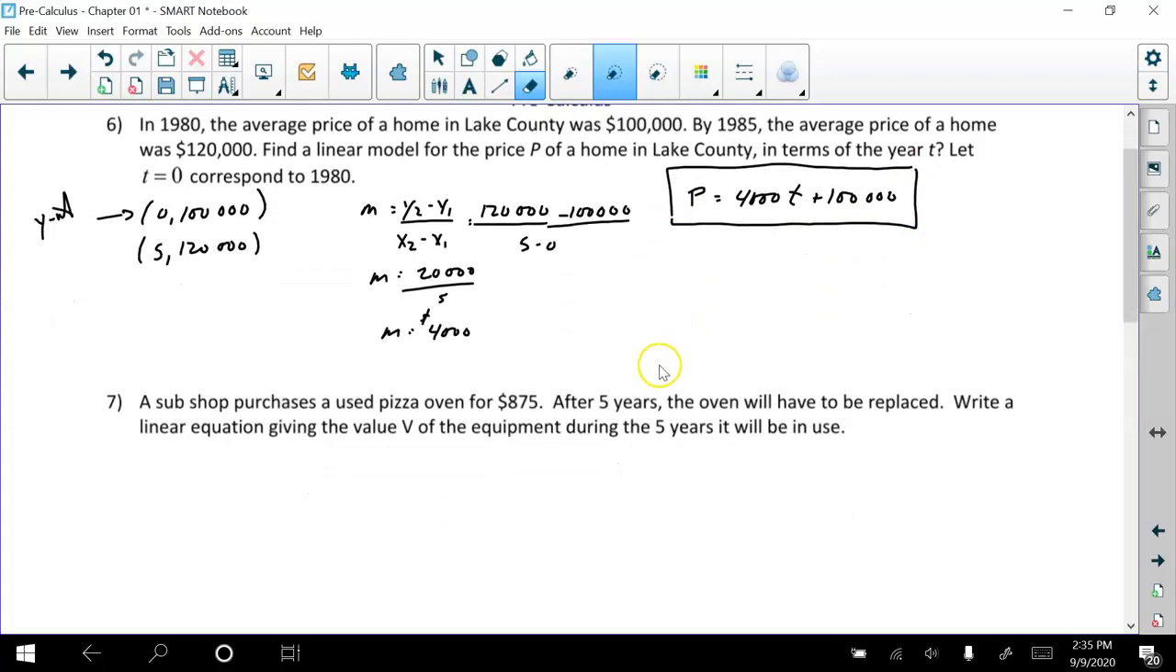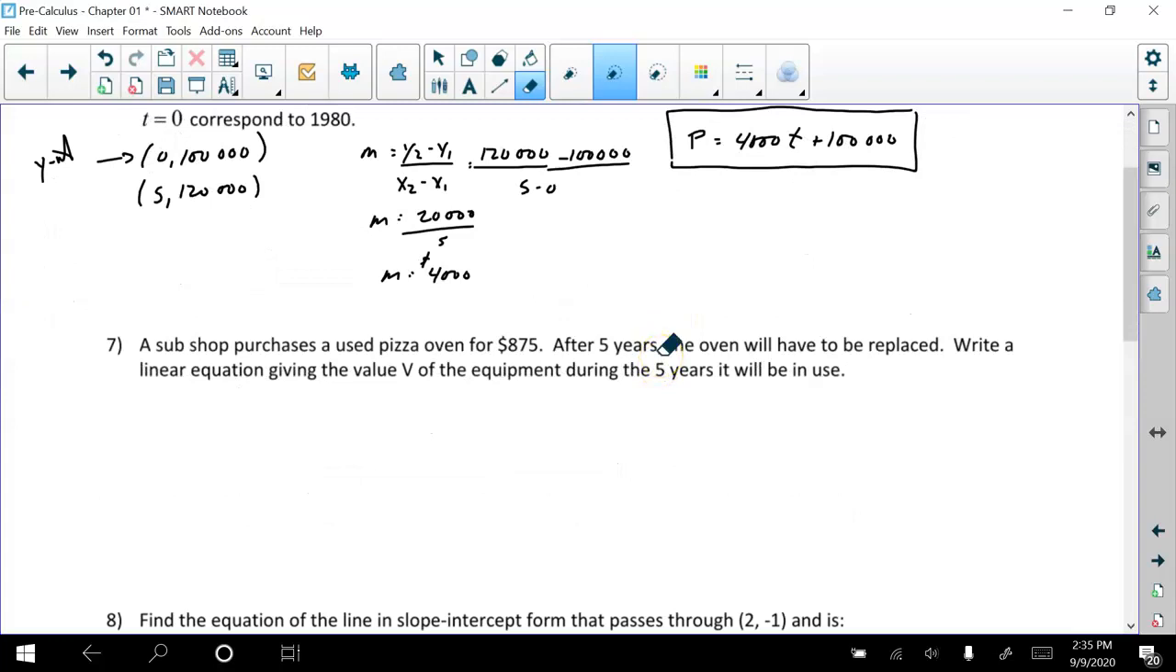Number 7. A sub shop purchased a pizza oven, used one, for $875. After 5 years, the oven will have to be replaced. So if it has to be replaced, it's really worth no value.